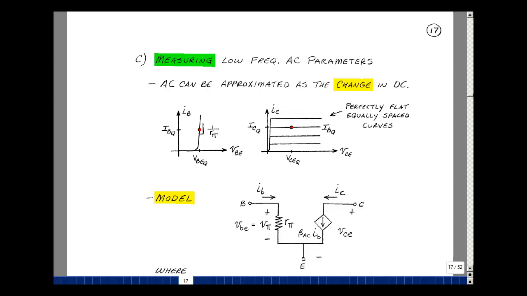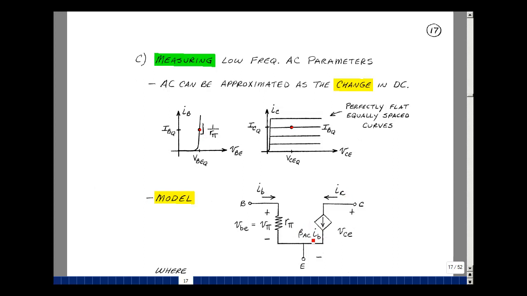In Chapter 5, we developed an AC model for a BJT using this set of curves where we plotted I sub B versus VBE and then I sub C versus VCE for different values of I sub B. And we used these curves to develop a model where we had a resistance between the base and emitter whose value was R pi, and that was the reciprocal of the slope at the operating point. And the collector current is a multiple of the base current by a factor we'll call beta AC.